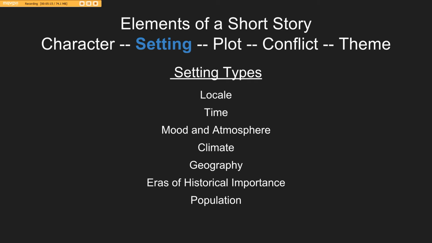Population: does it take place in a densely crowded place like Shanghai, or in New York City, or does it take place in a more sparsely populated area like the Gobi Desert?